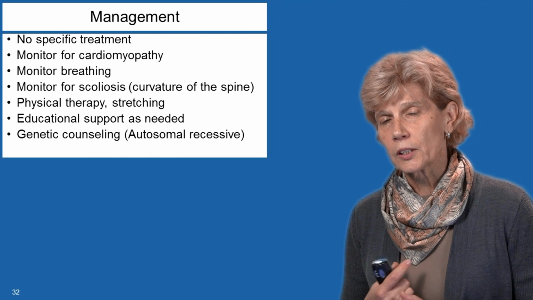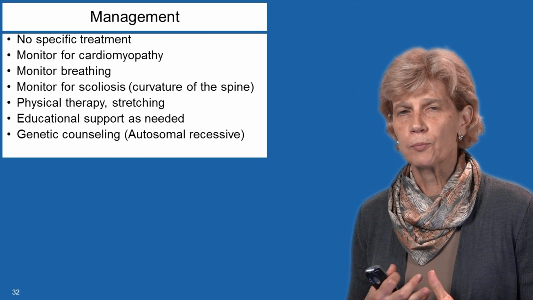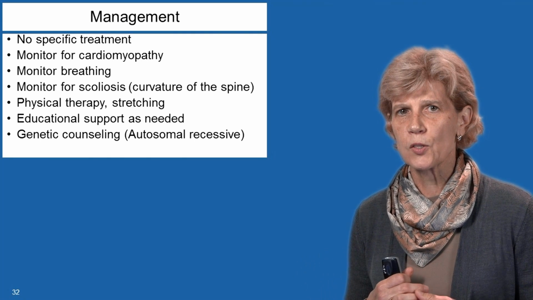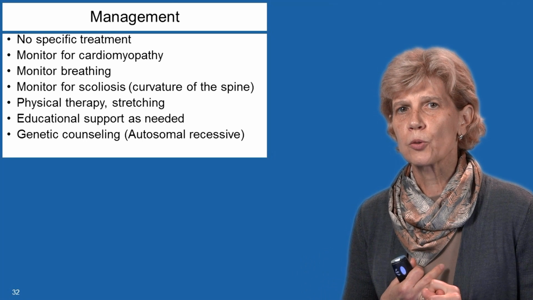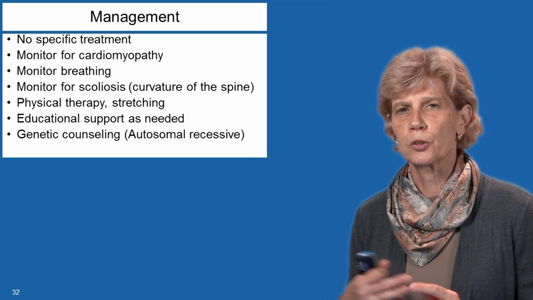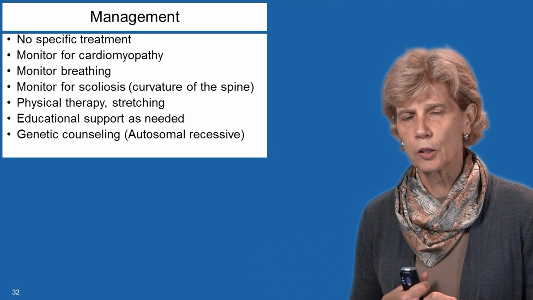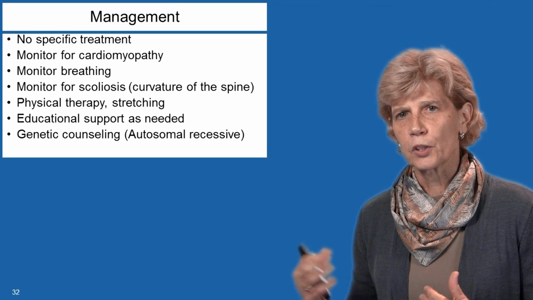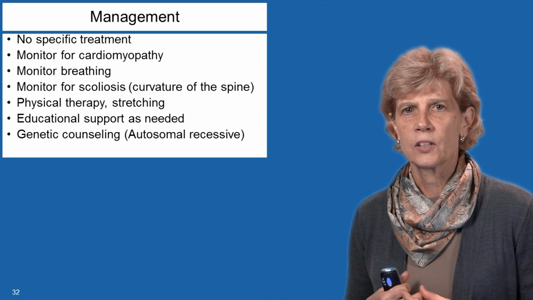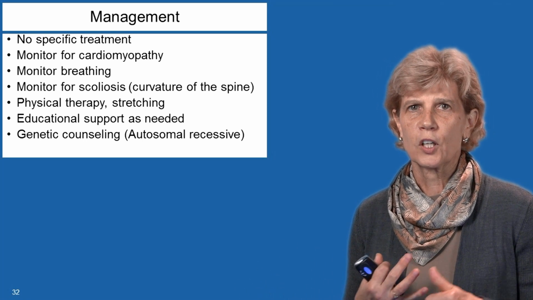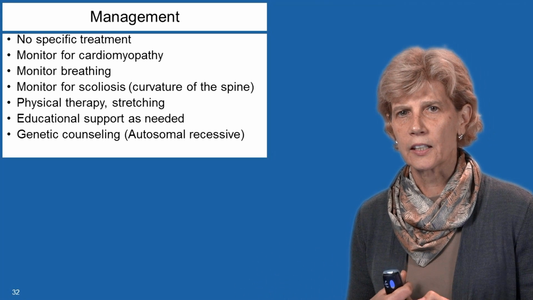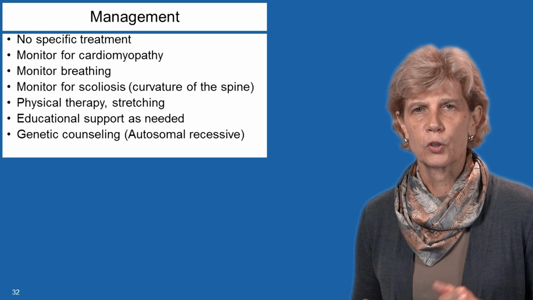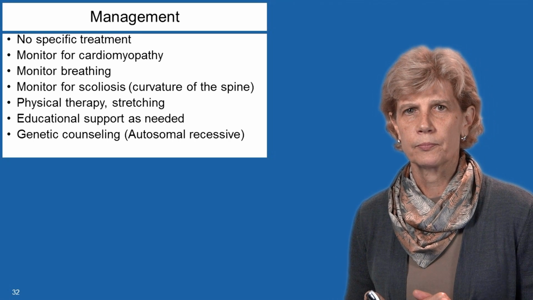The management is currently nonspecific. There is no specific treatment, so the management is going to be similar to what we do for other kinds of muscular dystrophy. These individuals are at risk for cardiomyopathy, so we will do monitoring for a cardiomyopathy. They are at risk for respiratory insufficiency, so we'll monitor for that. We'll monitor for scoliosis or curvature of the spine. These patients get physical therapy and education and stretching. They get educational support if they have brain involvement, and then genetic counseling for an autosomal recessive disease.